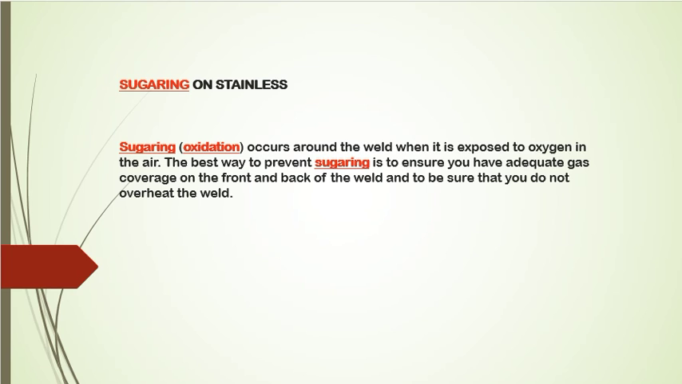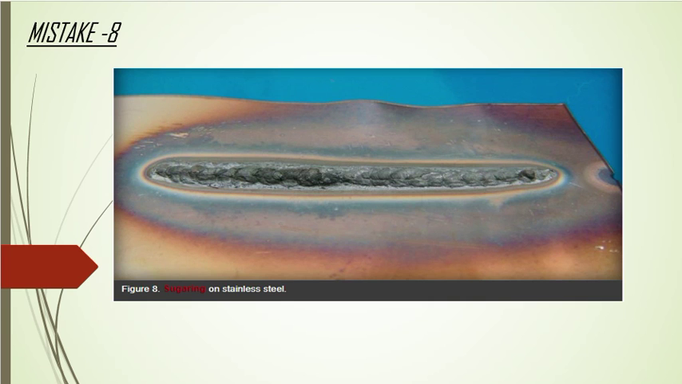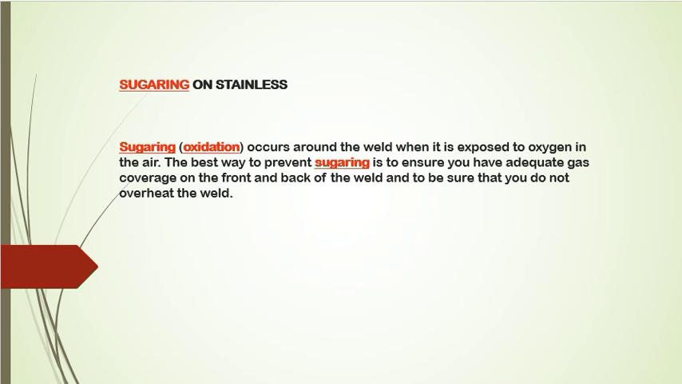So oxidation happens when you are doing the welding, the root welding. You can see the root welding here. It occurs around the weld when it is exposed to oxygen in the air. So sugaring of stainless means oxidation. Oxygen gets to your weld and an oxidation layer forms.